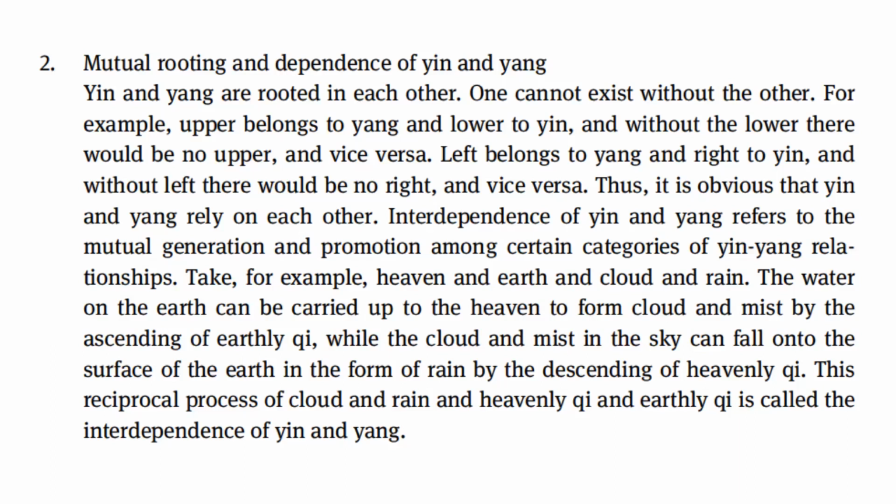Interdependence of yin and yang refers to the mutual generation and promotion among certain categories of yin and yang relationships. Take, for example, heaven and earth and cloud and rain. The water and earth can be carried up to the heaven to form cloud and mist by the ascending of earthly chi, while the cloud and mist in the sky can fall onto the surface of the earth in the form of rain by the descending of heavenly chi. This reciprocal process of cloud and rain and heavenly chi and earthly chi is called the interdependence of yin and yang.